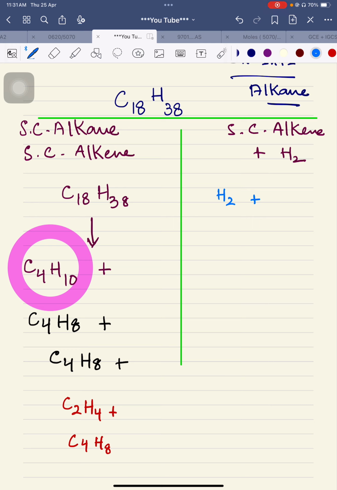One more thing: for cracking, the reactant is always an alkane. Remember this. Sometimes students ask me whether we can do the cracking of an alkene. No, never. The reactant of cracking is always an alkane. Guys, this cracking will play a similarly important role in AS level as well.